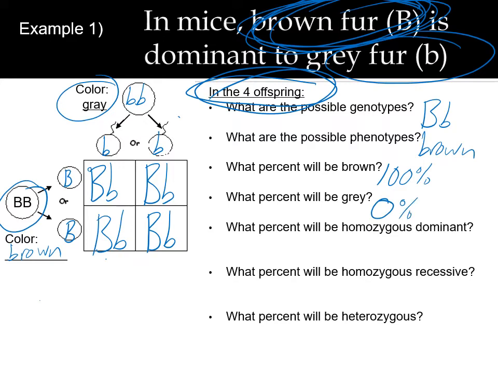There's none of these that have 2 little b's like dad does, so none of them will be able to be gray. What percent will be homozygous dominant? Do any of these offspring have 2 uppercase B's? Not one of them does, so it's going to be 0%. What percent will be homozygous recessive? Same thing. Not one of these is 2 little b's, so it's again 0%. And what percent will be heterozygous? In this example, 100% of the offspring are heterozygous.